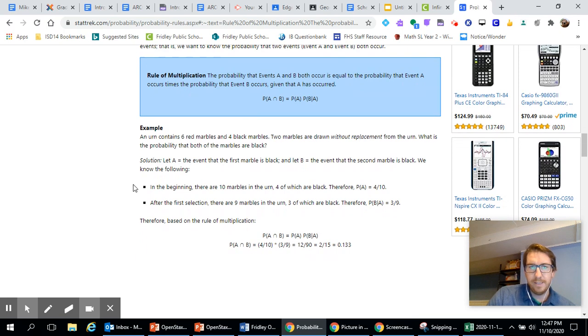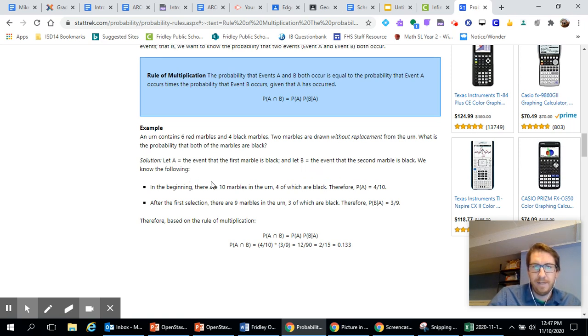We have an urn with 6 red marbles and 4 black ones. 2 marbles are drawn without replacement. Whenever you see the words without replacement, you need to think that it's a dependent situation. If it was with replacement, that would be independent. What is the probability that both marbles are black? So A is the event the first marble is black. B, the event that the second marble is black.